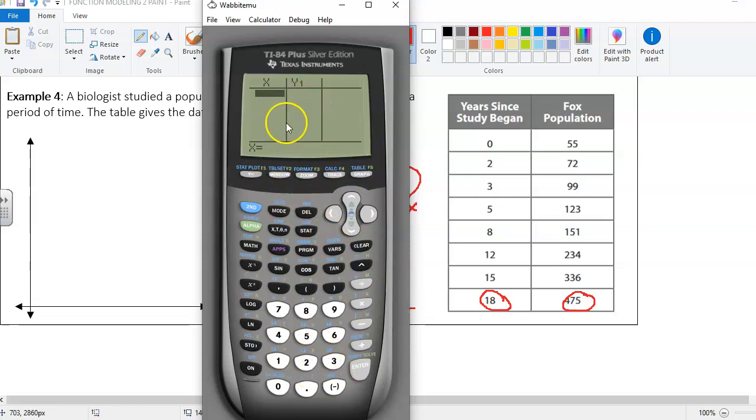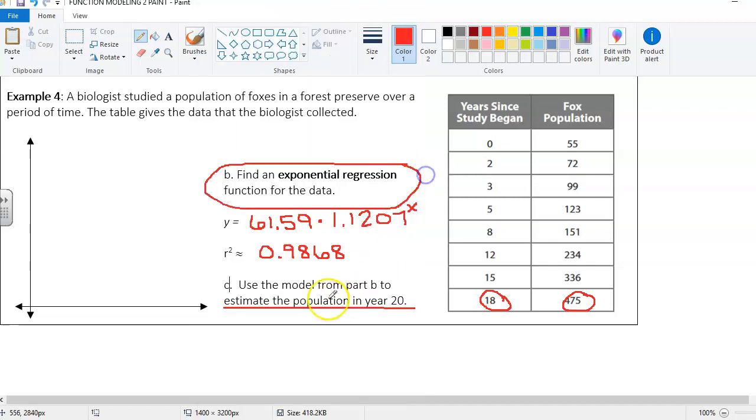By the way, if your table does not look like this, then you're going to want to go to table set. Make sure you have ask first and then auto. Then you go to table. I want to know what it's going to be after 20 years, so I'm going to type in 20, and their prediction is 602 foxes. Okay, so we have all sorts of different models, all sorts of different stuff we're dealing with here.